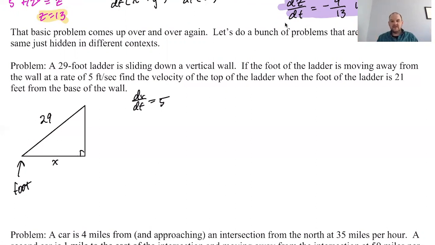Find the velocity of the top of the ladder. So what are we looking for? We need a variable. I'm going to call it y. Find dy/dt. That's our objective, right? The velocity of the top of the ladder, when the foot of the ladder is 21 feet from the wall. So x is going to be 21 only at the time we're interested in. X can be anything between 0 and, I guess, 29. That's sort of the limit of x because the ladder is 29. When it gets basically horizontal, the foot will be about 29 feet away.